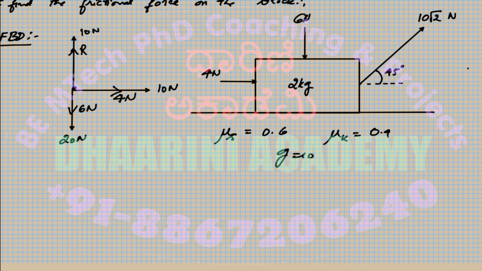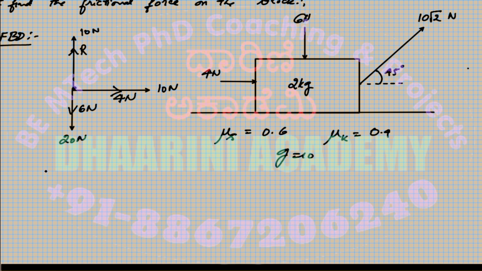Now, first let's calculate R. So R is equal to, R is upwards. So R plus 10 is equal to 20 plus 6 minus 10. So 20 plus 6, 26 minus 10 is 16 Newton. That is the force upwards. Okay, right? That's the normal reaction, right?